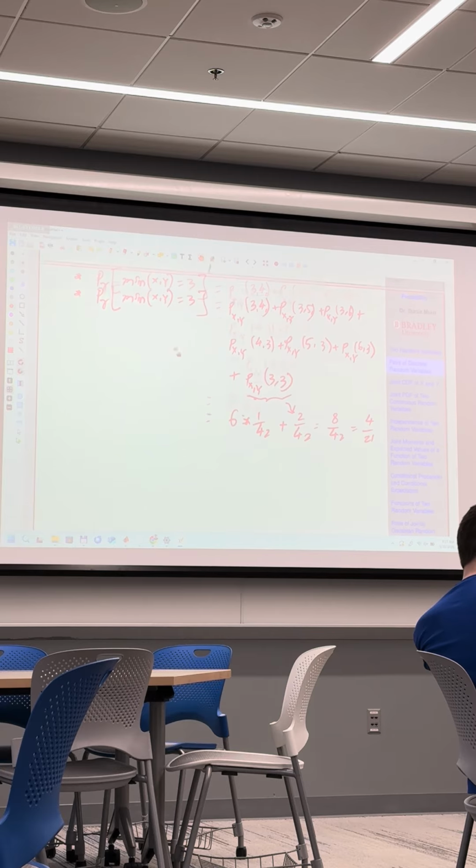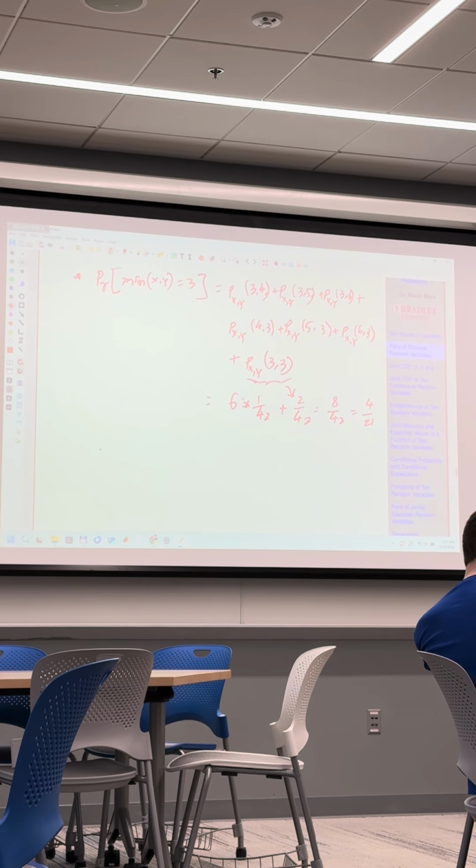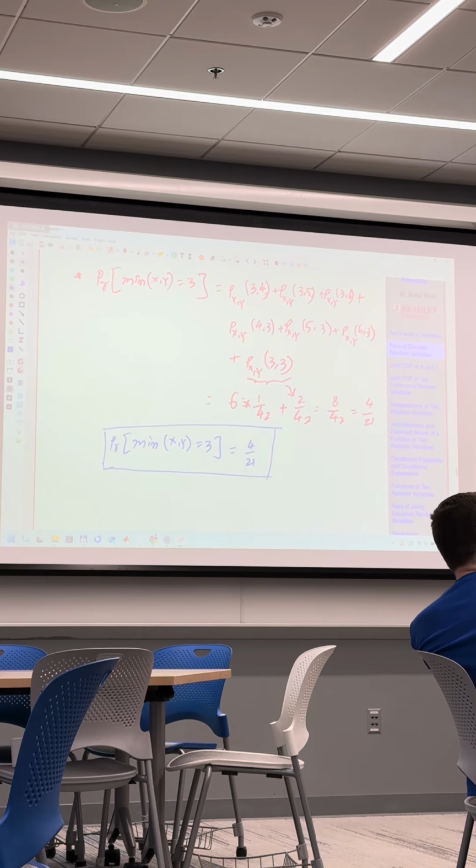So this probability that the minimum of x comma y is going to be 3 equals 4 over 21. This is the final answer. Okay.